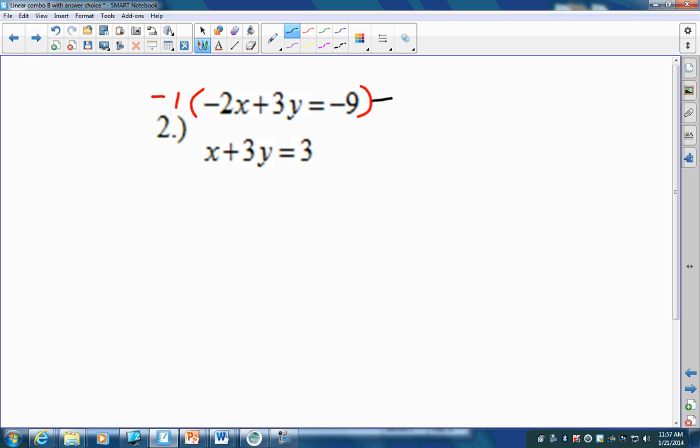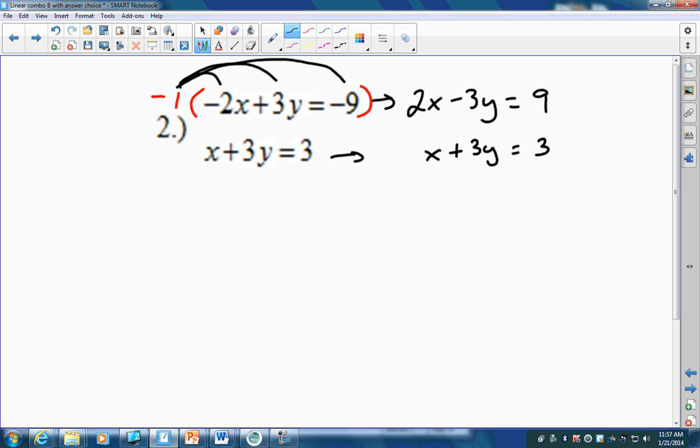So now out to the side, we're going to take negative 1 times negative 2x and get positive 2x. Negative 1 times 3, negative 3y. Negative 1 times 9 is positive 9. My bottom one, x plus 3y equals 3. Now when you put it together, you should be able to solve it. 2x and 1x gives me 3x. Negative 3y plus 3y, that makes 0. That's why we did that.